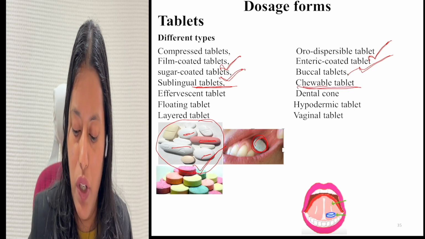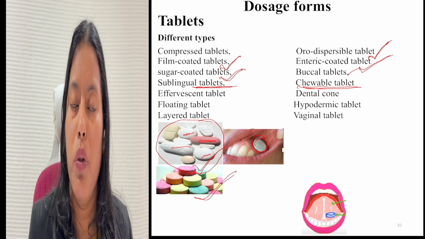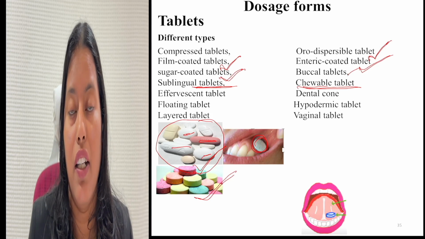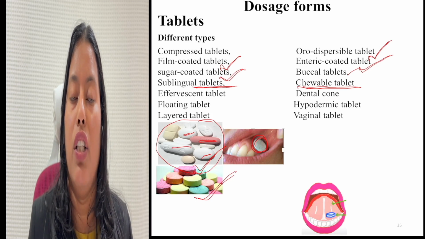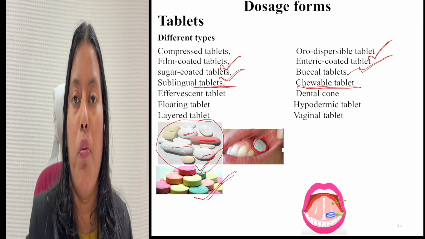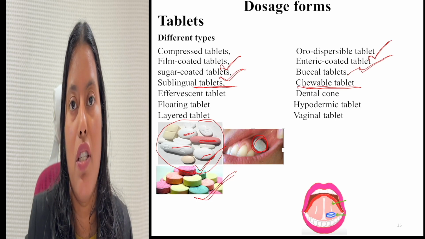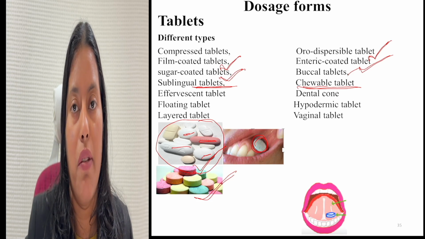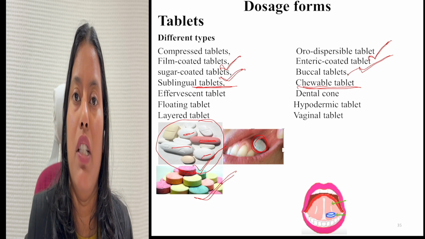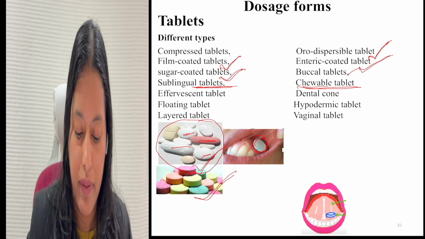Next you have the chewable tablet. They are similar to compressed tablets, but they are harder because they have to withstand the chewing force exerted in the mouth cavity. And they are more palatable. They have sweetening agent and flavoring agent. They are more colored to increase the acceptance of the formulation by the patient. So various vitamin tablets and iron tablets are formulated as chewable tablets.